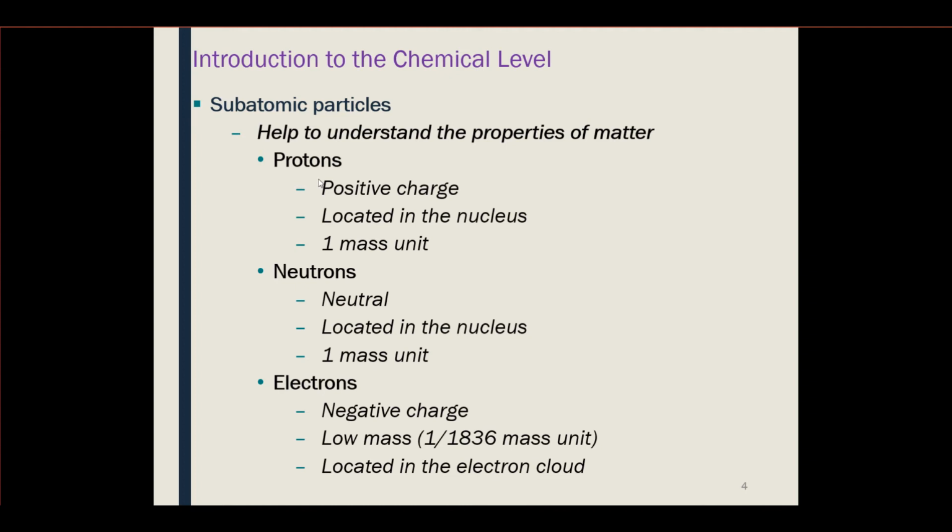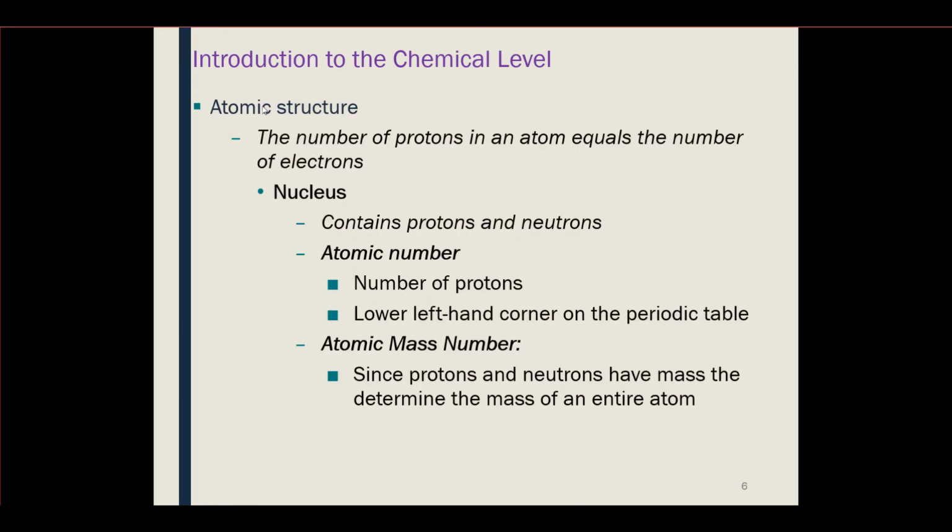This is an important slide. Protons, neutrons, and electrons are all known as subatomic particles, and they help to make up the structure of the atom. So let's look at the atomic structure. How do we know how many protons, neutrons, and electrons an atom has? One of the things you just keep in the back of your mind is that the number of protons, and I'll show you how you find that in a minute, is going to equal the number of electrons in a neutral atom. So they're going to be the same. We will see that the number of neutrons can vary, but we'll talk about that separately.